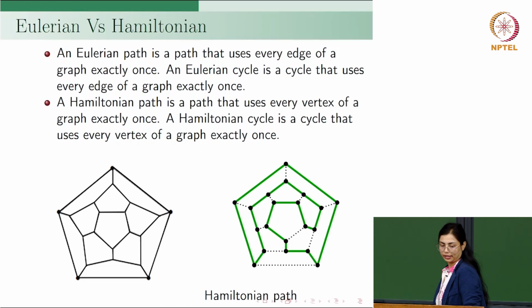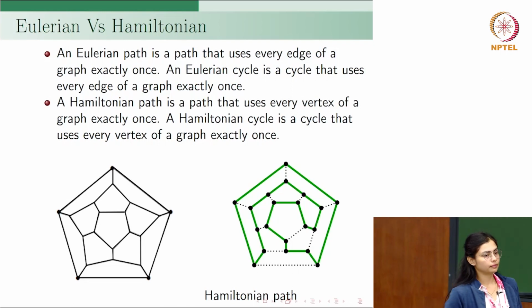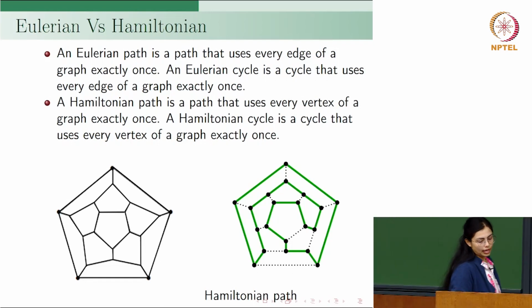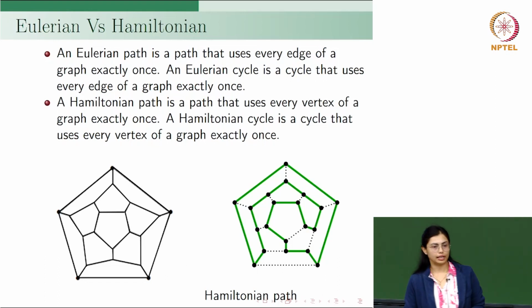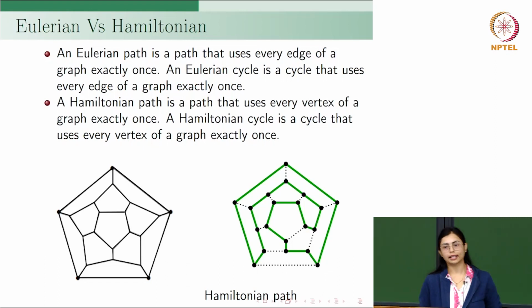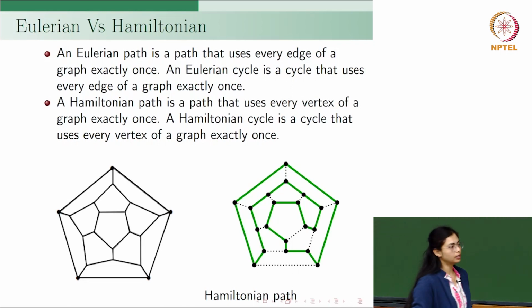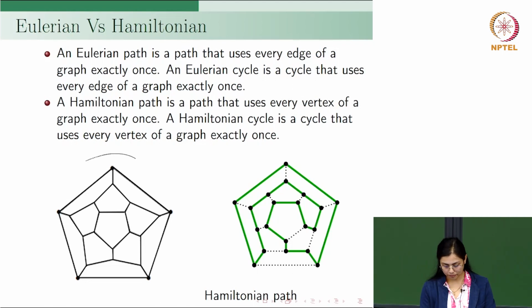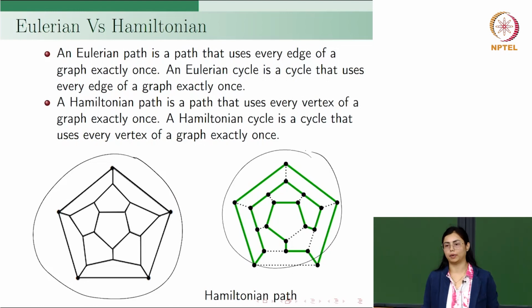Now let's talk about Eulerian and Hamiltonian. What is the difference between them? In a Hamiltonian path, we need to visit each node once. In an Eulerian path, we have to consider all edges exactly once, and in a Hamiltonian path all the nodes we have to consider exactly once, right? So here this is an Eulerian path and this is one Hamiltonian path.